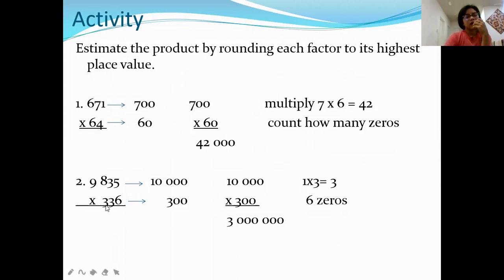Then 336. The highest place value is 3, and beside it is also 3. So we are just going to retain the number 3 and make these two numbers from the right 0. So we have now 10,000 times 300. Again, we are going to multiply first the numbers, 3 times 1. That's why we have 3. Then count how many zeros? 1, 2, 3, 4, 5, 6. So that's why we have here 6 zeros.